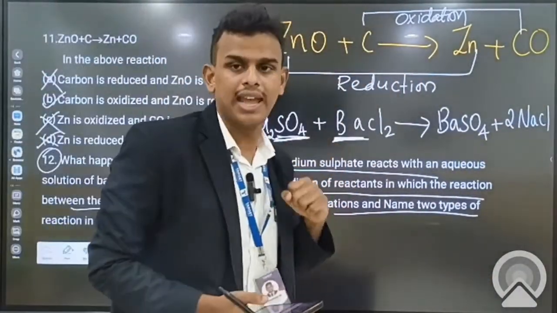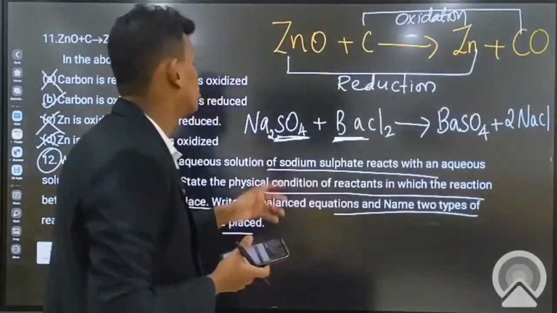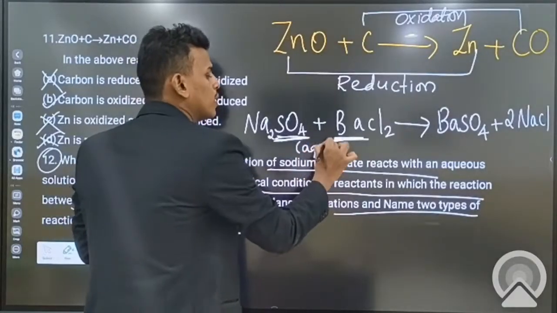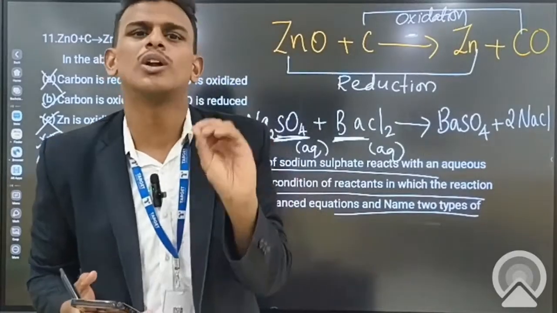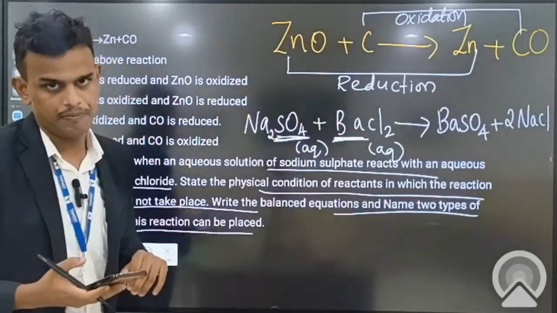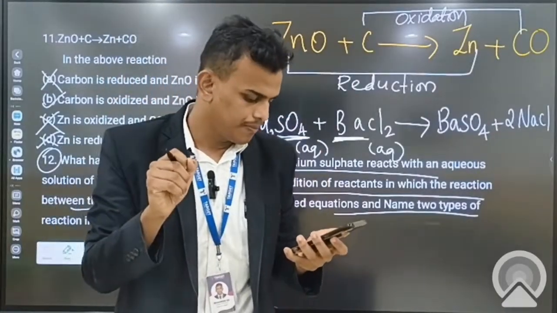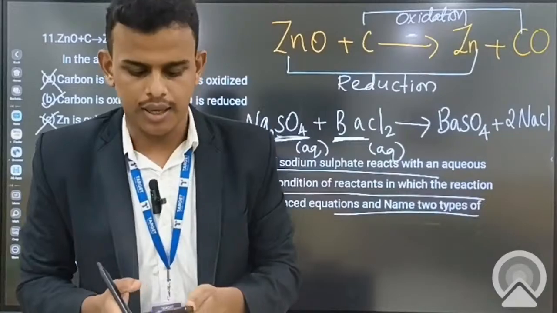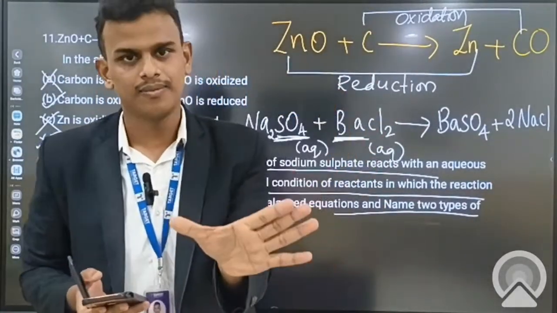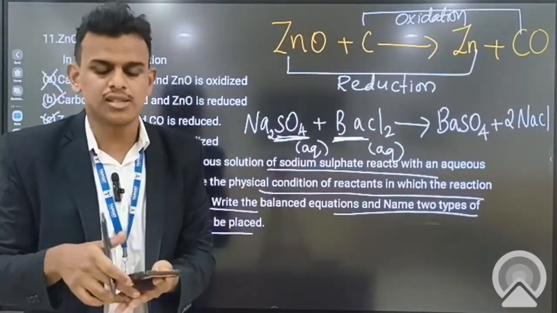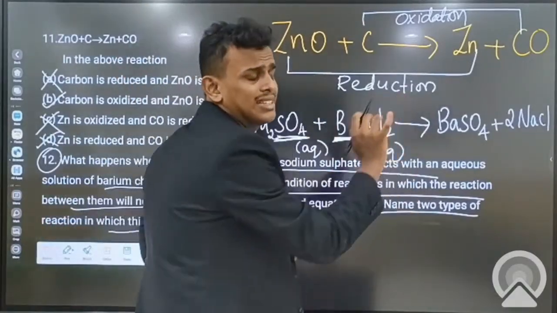And one more thing is there. State the physical condition of reactants in which the reaction between them will not take place. So these two are in aqueous solution. Actually they are salts, like our common salt, they are crystals. We should dissolve them in water. Aqueous means water containing. Otherwise, there is no reaction. Okay, is it correct? That means sodium sulfate and barium chloride should dissolve in water. Otherwise, no reaction. If you are mixing solid sodium sulfate with solid barium chloride, there is no use. This reaction will not occur.